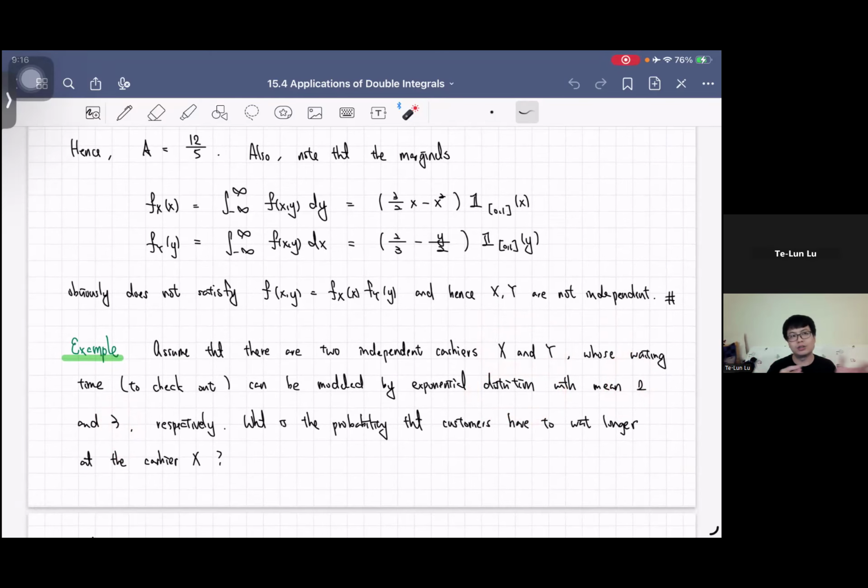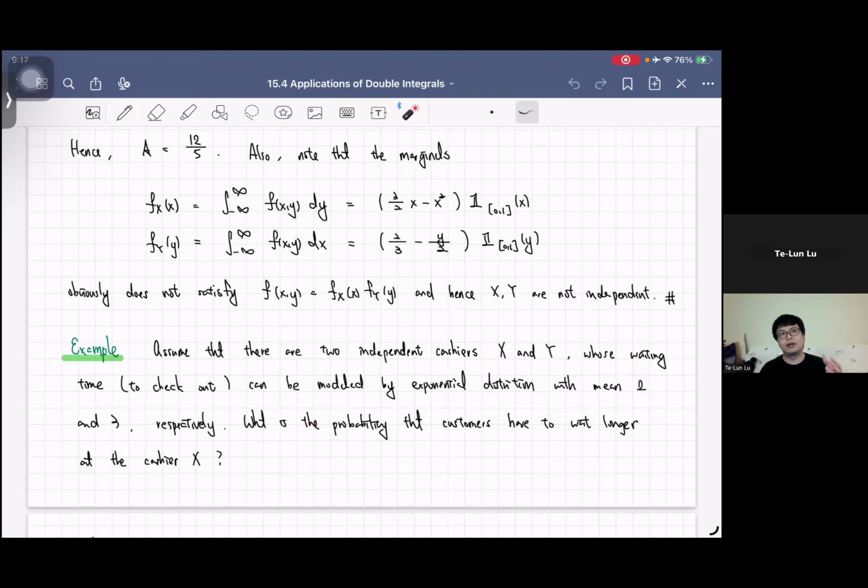So for example, you go to Trader Joe's, you have many registers, and you can either check out here or check out there. And you already know that the mean time checking out here is 2 minutes, and the mean time checking out at this cashier is 3 minutes. Then what is the probability of one being higher than another? In this case, what is the probability that a customer has to wait longer at the register X, which has waiting time mean 2?